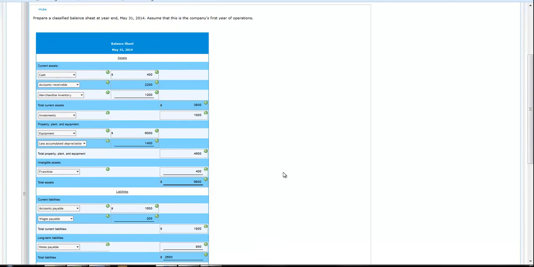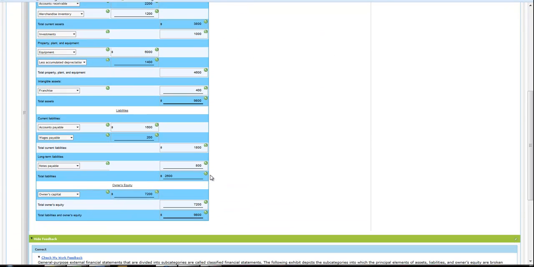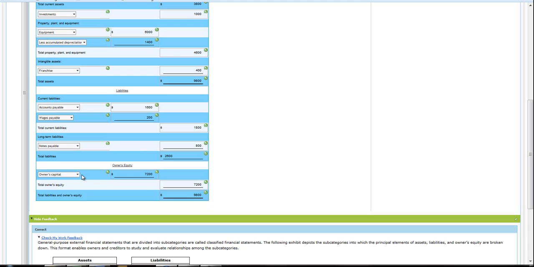And then in this example, you'll notice that capital has a big question mark by it. What we had to do here was calculate what our owner's capital is by using the accounting equation, total assets equal total liabilities plus owner's equity. Since I was able to calculate my total assets, I know that my total liabilities plus owner's equity must also equal $9,800. So I took the $9,800 minus the $2,600 and was able to get my total owner's equity of $7,200.